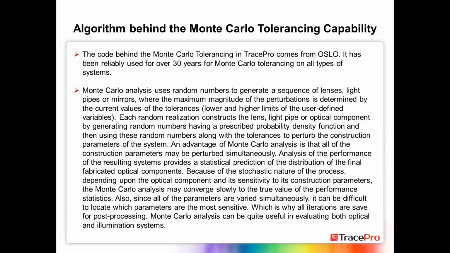So, changing what component is going to create the largest discrepancy? Well, one of the good things about the TracePro Monte Carlo tolerancing capability is that all iterations are saved for post-processing. In other words, you specify a subdirectory where you want all the results to go, and you can look at them to your heart's content after you've done the Monte Carlo analysis. So this can be very useful in evaluating both optical and illumination systems.